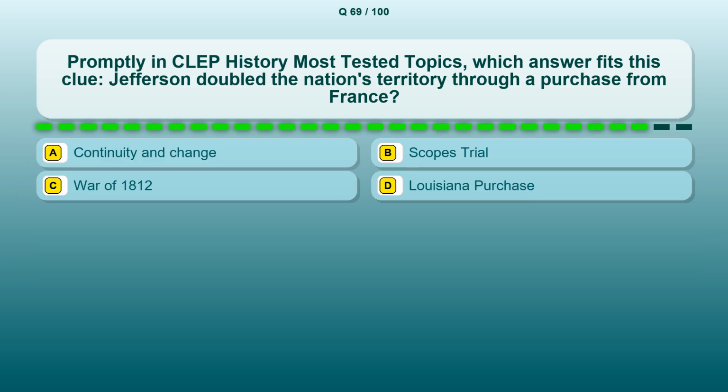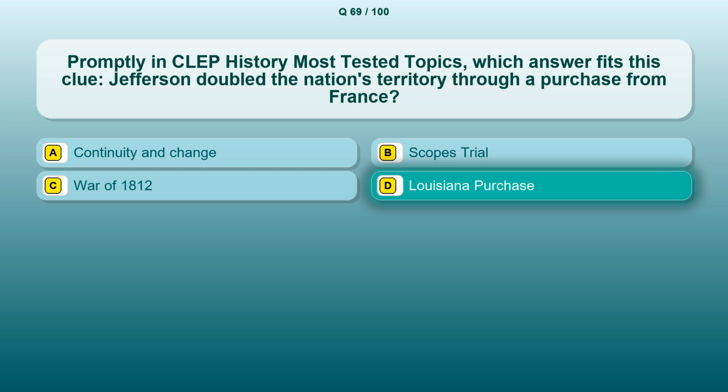Question 69. Promptly in CLEP history most tested topics, which answer fits this clue? Jefferson doubled the nation's territory through a purchase from France? Option A, continuity and change. Option B, Scopes Trial. Option C, War of 1812. Option D, Louisiana Purchase.